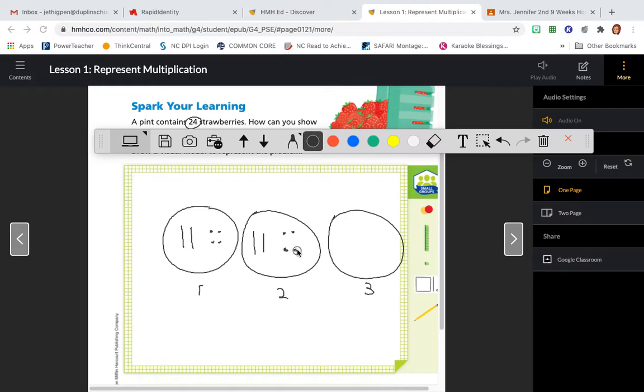Now another way that you could do this, and if you had the time and you wanted to do it, there's nothing wrong with that, is just drawing pictures. You can draw 24 apples or 24 circles that represent your apples. But just for time's sake on this, I just wanted to show you that this is one way to represent the problem above. So make sure you have this written down in your book.